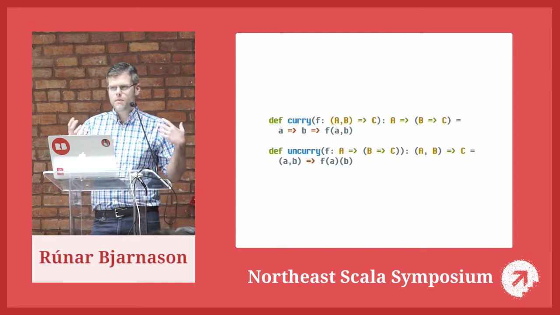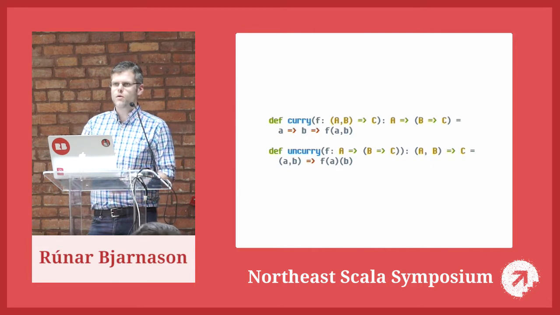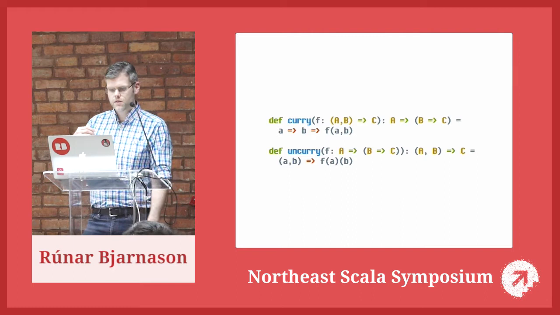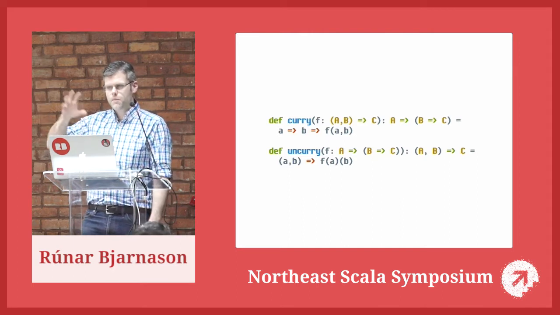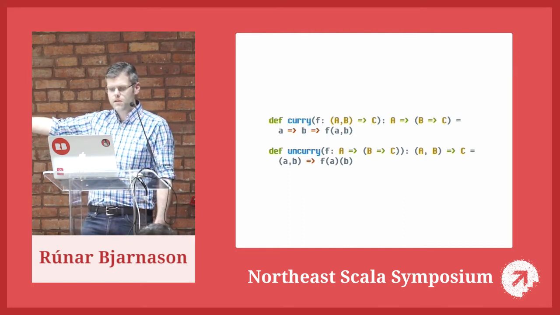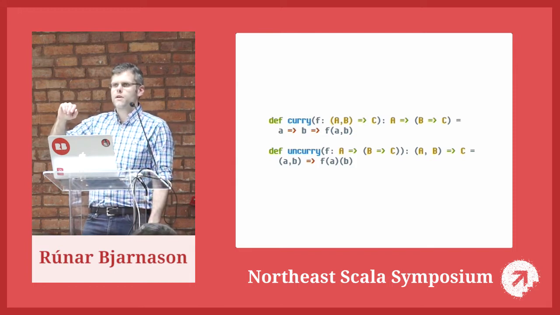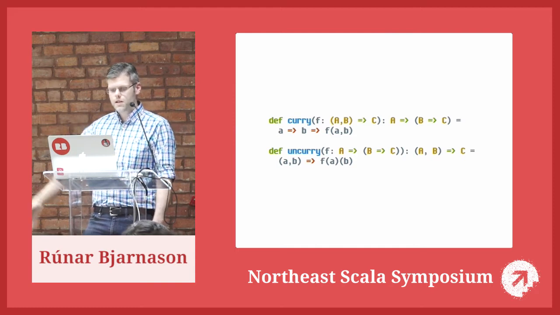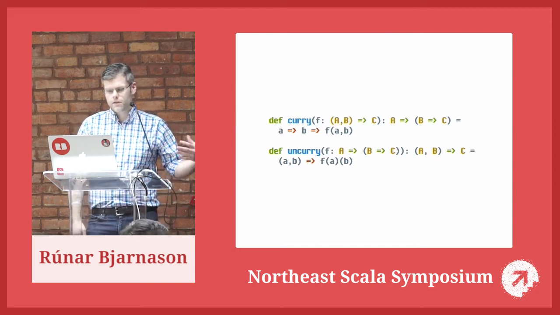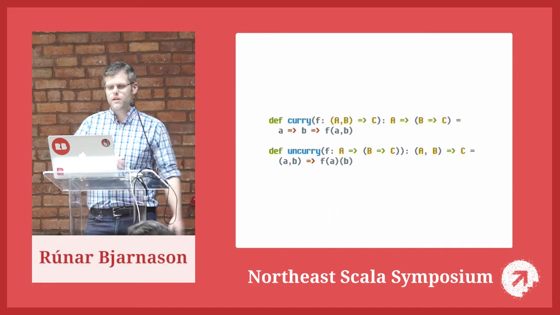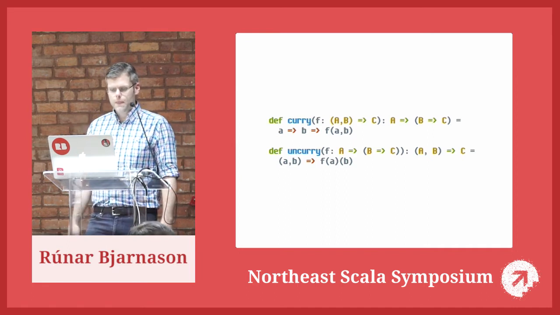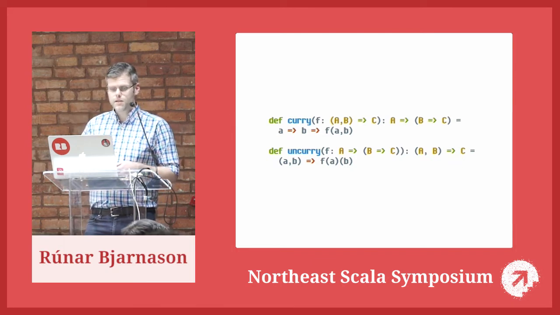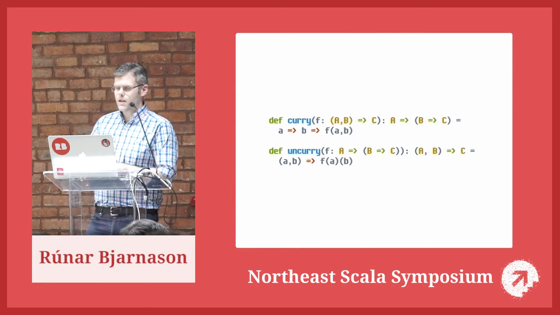And what these two methods are saying is that there's a one-to-one correspondence between curried functions and uncurried functions. That is, if we have a function that takes a pair of A, B and gives us a C, we can turn that into a function that takes an A that we could partially apply, so that it then takes a B, which gives us a C. And then uncurry goes the other way. It takes such a curried function and gives us the function that takes the pair. Okay, so this is saying that we can go in either direction. There's a one-to-one correspondence between these arrows in the Scala category.